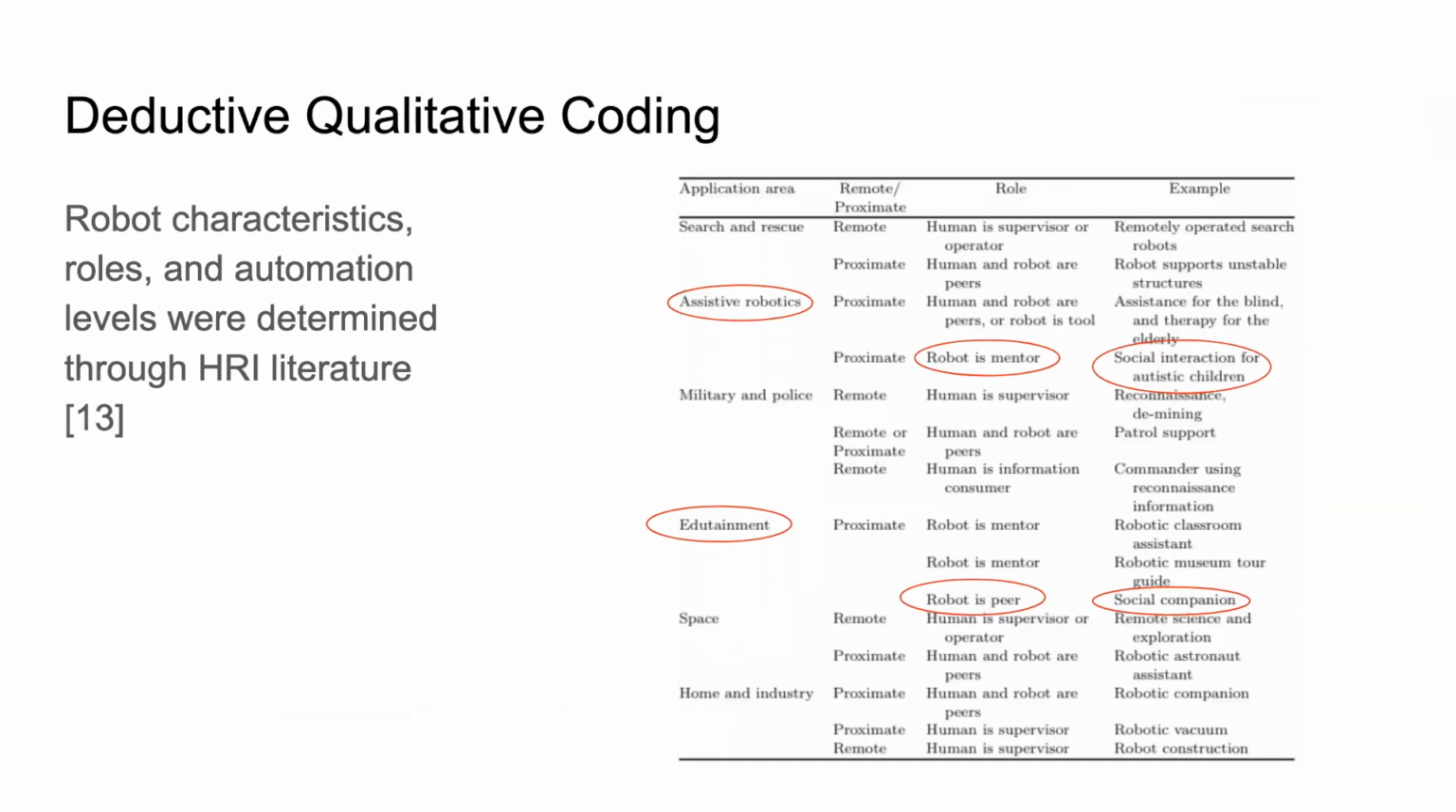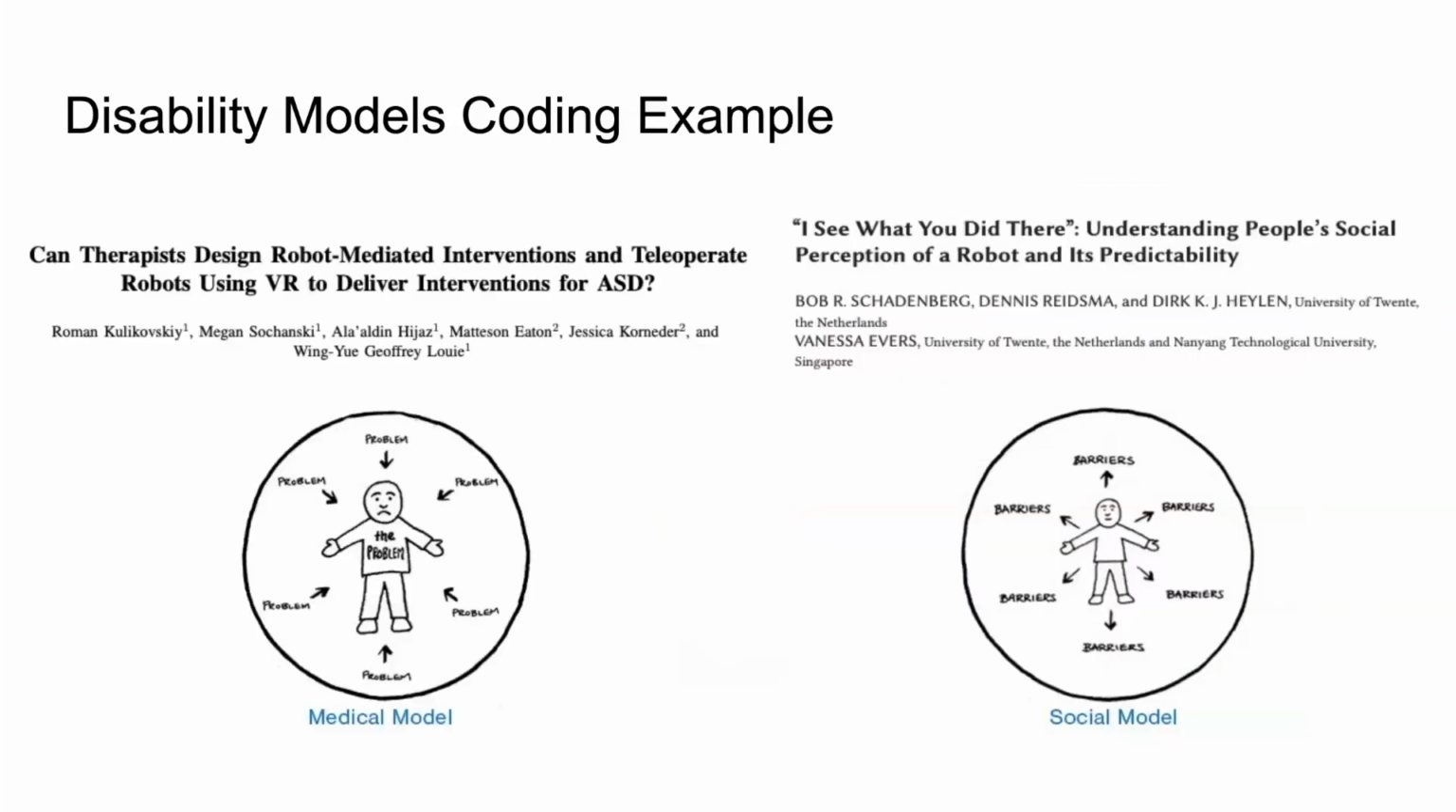So to give you an example of the deductive qualitative coding, for robot characteristics, roles, and automation levels, we looked at HRI literature. For example, the application area could be assistive robotics, where the role of the robot is a mentor, and the example could be it's providing social interaction for autistic children. And edutainment is another application area where the role of the robot is a peer, and the example could be the robot being a social companion for autistic children.